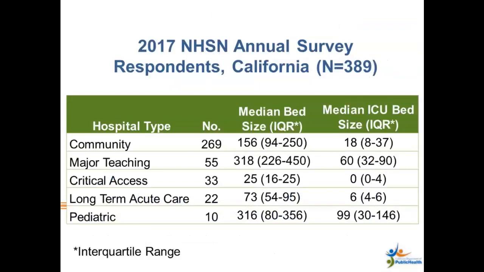A breakdown of the hospitals that reported to the NHSN Annual Survey in 2017: it's 389 hospitals in total. The largest portion were community hospitals, followed by major teaching hospitals. There were also 33 critical access hospitals, and importantly, 22 long-term acute care hospitals. They actually fill out a slightly different survey, but it has many of the same elements. And then finally, 10 pediatric hospitals were included in this assessment as well.